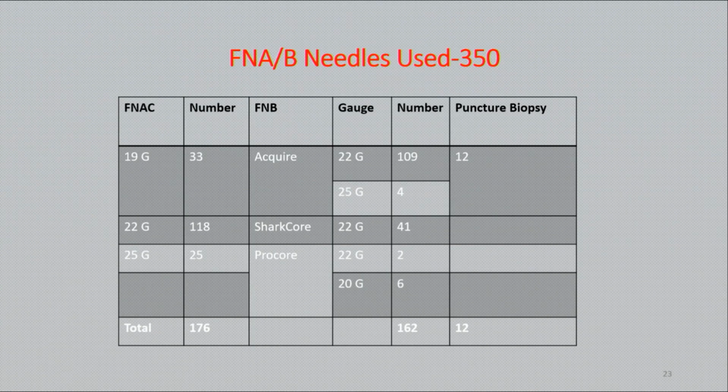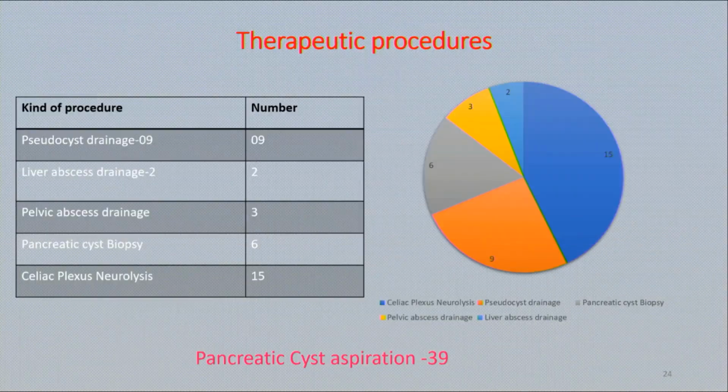They give more yield. They give better diagnosis for patients. So they are the new needles which were used in 50% of the patients. Also, we used a new type of needle which is not very common in the world, which is called a puncture biopsy needle. I'll discuss a case of this later on.